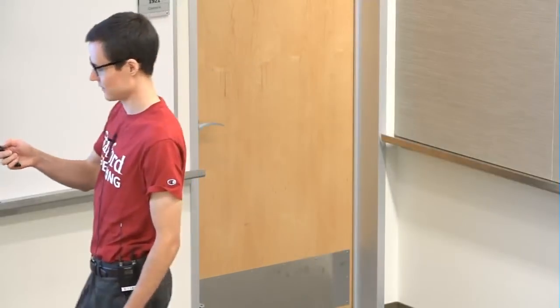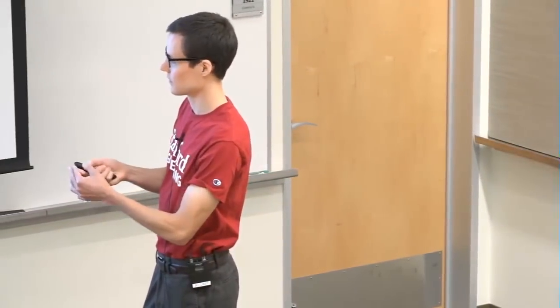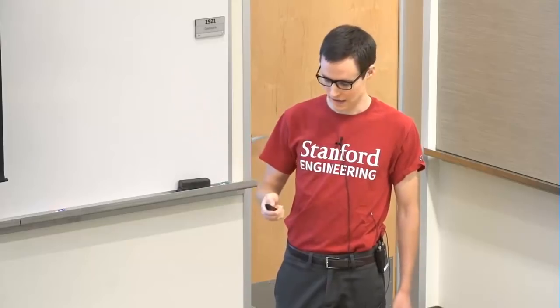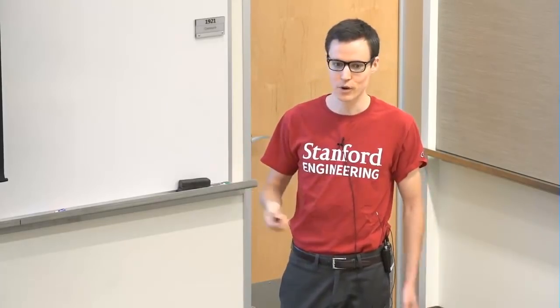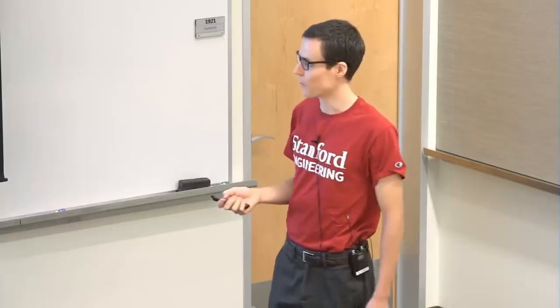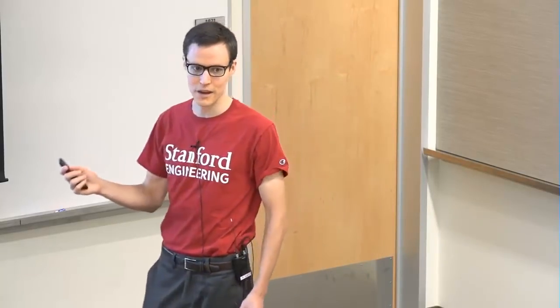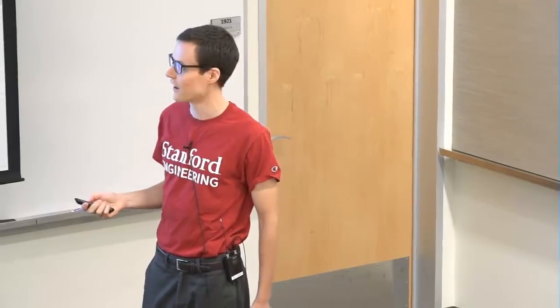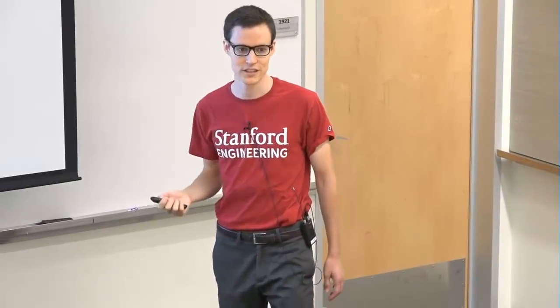Here's another example. Hastie and Tibshirani are two famous statisticians. And in 2002, they got very excited about a new method called coordinate descent for the lasso. And they implemented it, and they found it worked poorly, and they abandoned it. But 4 years later, they went to a talk on a similar method that works, and they got excited again. They implemented it again and found it state of the art. And they looked back, and they realized their original version just had a bug.